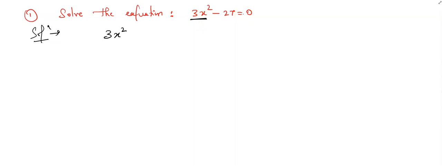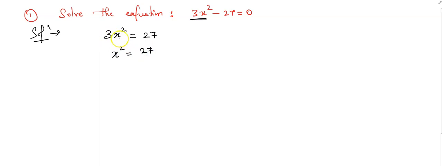Next condition: always the x term should be positive. Here plus 3x square, so we are keeping it here. If it was minus, shift to the opposite side, it becomes plus. So here plus 3x square, I am keeping plus 3x square as it is, equals to minus 27, go that side, plus 27. Now x square is equals to 27.